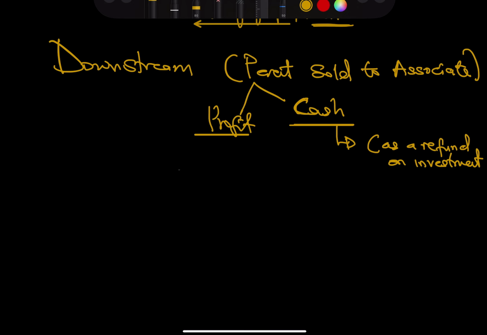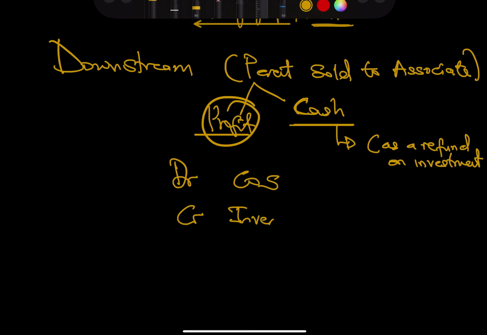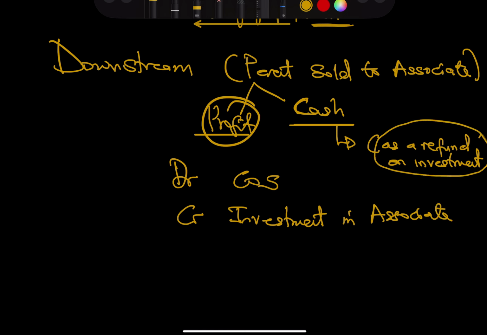So how do you post the entry? To remove this profit, the way you do it is to debit cost of sales. So you increase cost of sales, that will reduce the profit, and you credit investment in associate. And this will reduce your cost of investment in associate, because remember, I said you treat it as if you are getting a refund on your investment in associate, because you are getting cash from that associate. Anytime you get cash from your associate, that's the way you treat it.